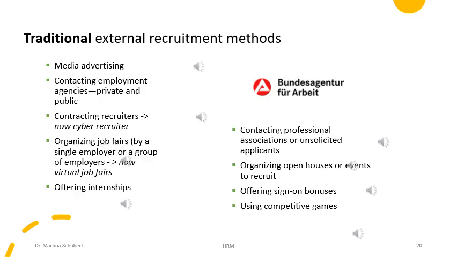Competitive games are a unique way to get individuals interested in applying for technical positions. Google makes use of recruiting games and gets to know the quality of the applicants already before they officially apply.